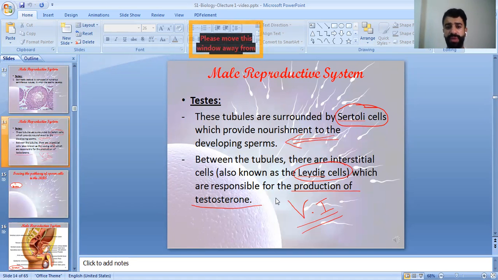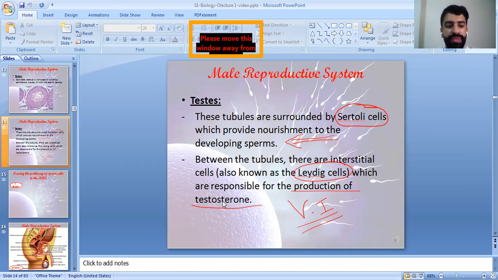Okay, these seminiferous tubules are surrounded by Sertoli cells. What is the role of the Sertoli cells? They nourish the developing sperm cells. While we have something called Leydig cells, which are responsible for the formation and production of the male primary sexual hormone, called testosterone. So you have to know the function of the Sertoli cells is the nourishment of the sperm cells, while that of the Leydig cells is the production of the primary sexual hormone, testosterone.